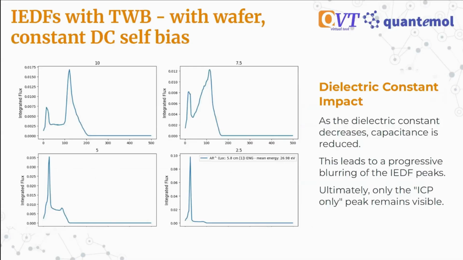So we can say that, yes, we can in general simulate this charging effect of the blocking capacitor and get reasonable results. Now, if we apply the wafer, as I said, we now have a constant DC self-bias, and we played with the voltage waveform itself and with other things like the wafer properties.